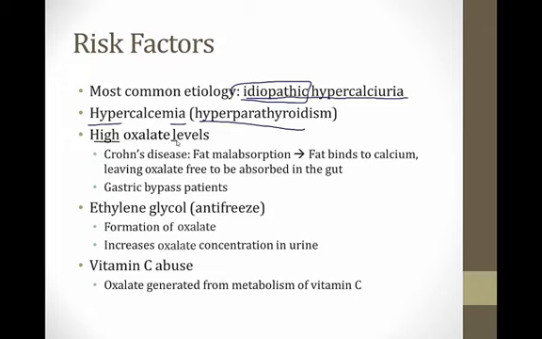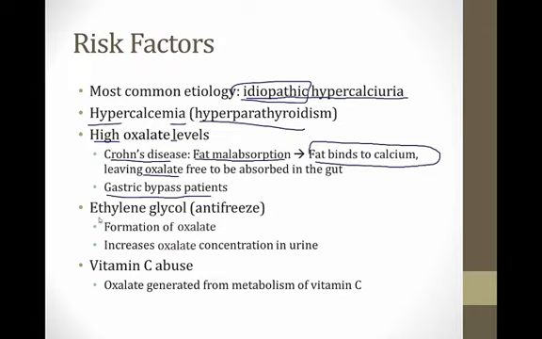So why would you get high oxalate levels in your blood? Well, patients who have Crohn's disease cannot absorb fat. They have fat malabsorption. And fat will bind calcium in the gut, and this will leave oxalate free to be absorbed, because normally calcium and oxalate are bound together in the gut. But when the calcium gets pulled out by the fat, the oxalate is free and it gets absorbed, and therefore patients with Crohn's can have high oxalate levels in the blood, which sets them up to have calcium oxalate kidney stones. Patients who've had a gastric bypass can also have fat malabsorption and can also get high oxalate levels in their blood.